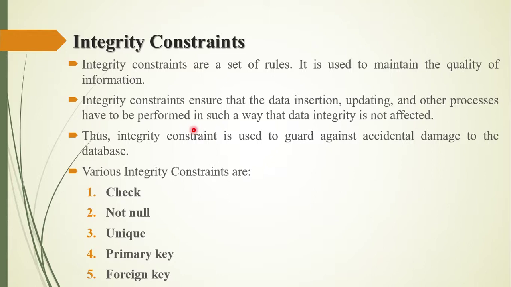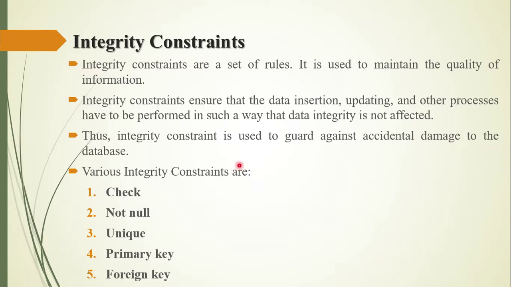Now next is integrity constraint. The integrity constraints are a set of rules. So what do you mean by constraint? Constraint means rules. It is used to maintain the quality of the information. So in a database, we have to maintain the quality of the database, and for that we are using the constraints, okay. So integrity constraint ensures that data insertion, so we are adding the data, updating means we are changing the data, and other processes have to be performed in such a way that data integrity is not affected, okay. Thus integrity constraint is used to guard against accidental damage to the database.